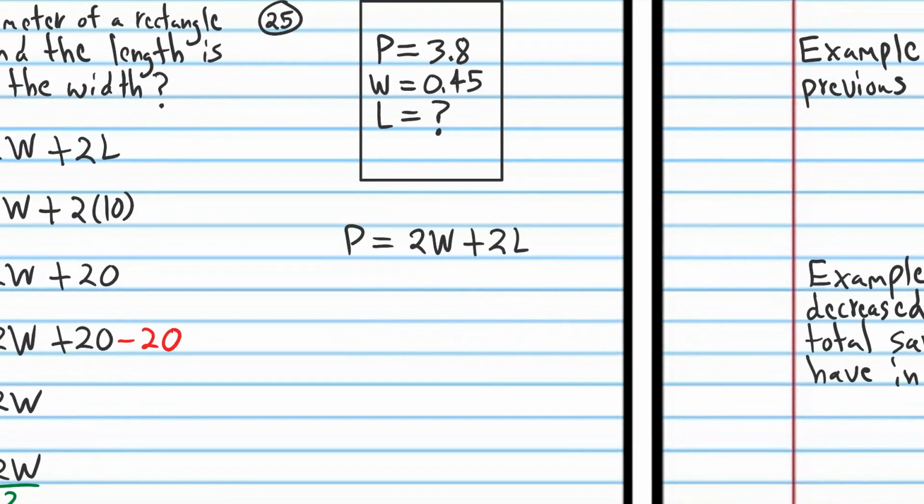And we're given the width is 0.45. And we're asked to find the length. Whoops, I forgot to plug in my perimeter. Just waiting for my computer to catch up here. The perimeter is 3.8.